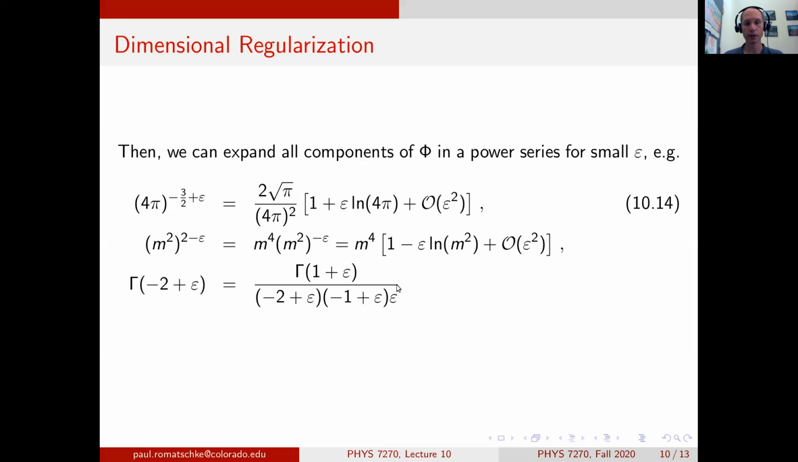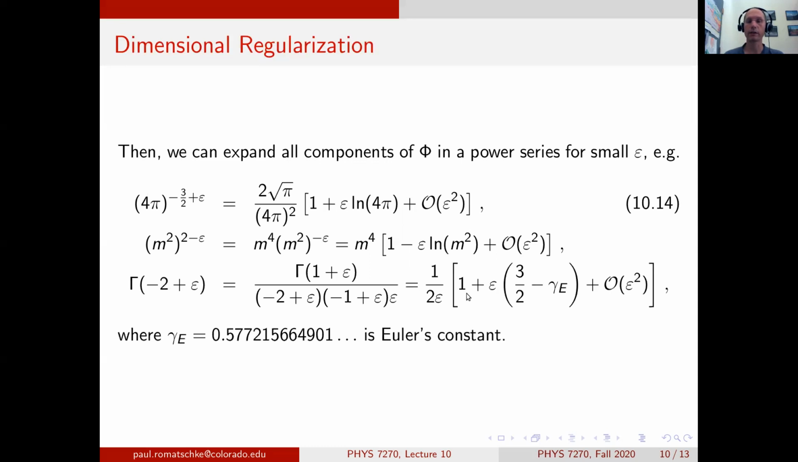Finally, we have the gamma function, which we rewrote in this particular form to make the divergence as epsilon goes to 0 explicit, and then we expand the rest of the argument in terms of a power series of epsilon, and we find the following result here that then involves a particular number, namely Euler's constant, that comes from the expansion of the gamma function.